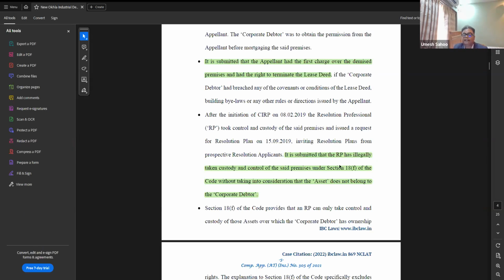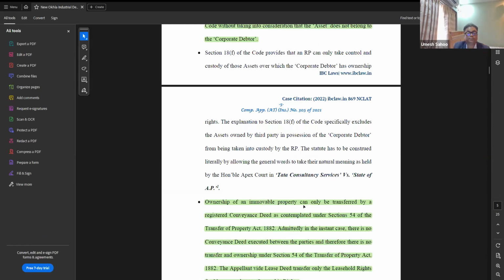And he submitted that the RP has illegally taken custody and control of the premises under Section 18 of the Code without taking into consideration that the asset does not belong to the corporate debtor. He completely denies it: the asset does not belong to the corporate debtor. Okay.